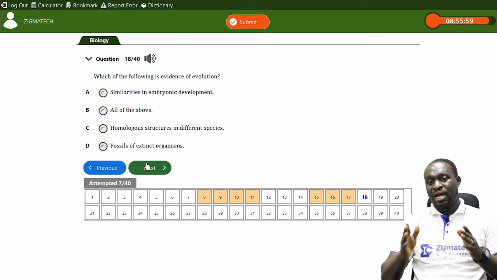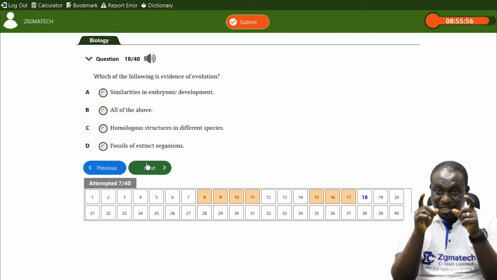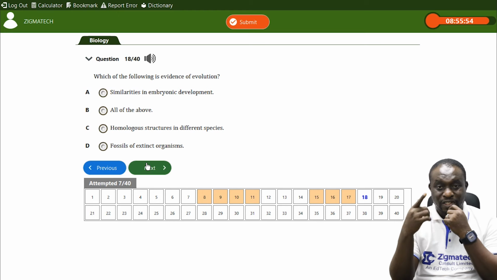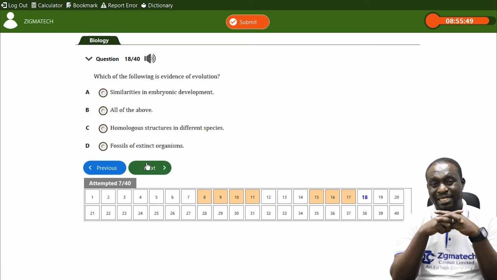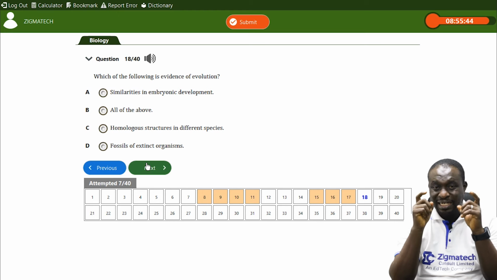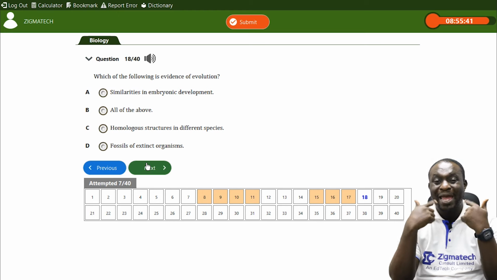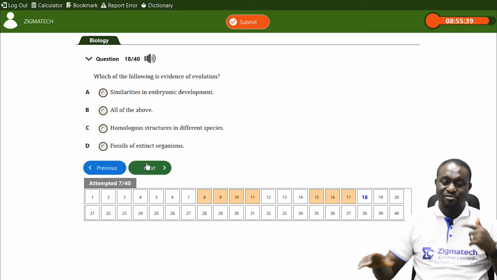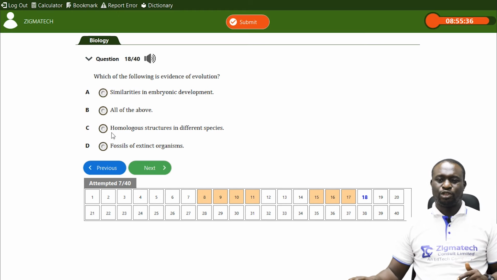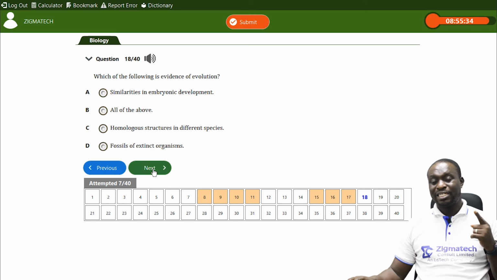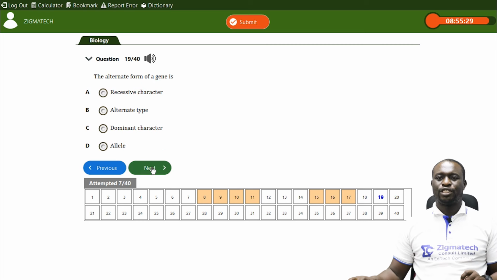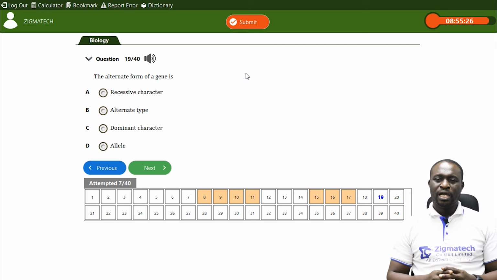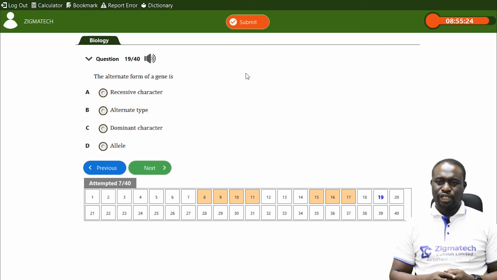Please also take note of frequent or repeated questions, topics that are usually repeated. You can see we have almost done at least 2 or 3 questions relating to evolution. Hence, I said that evolution comes up every year. So it is a repeated topic in mostly UTME and SSC or WAEC, okay? So please take note of that. Question 19. The alternate form of a gene.